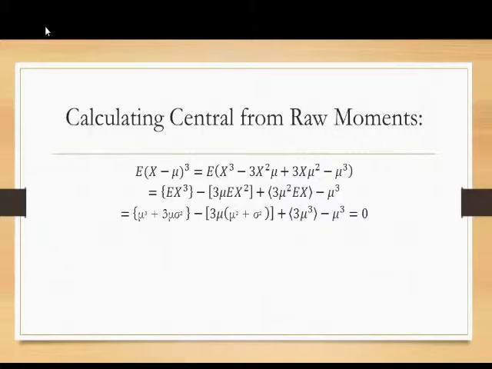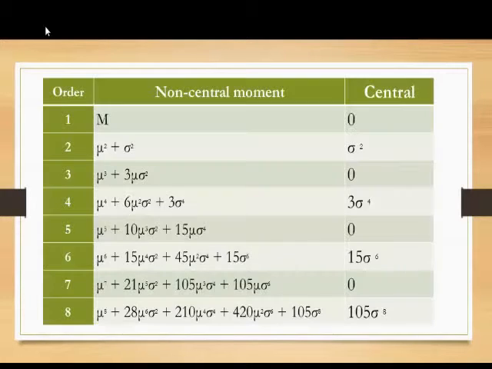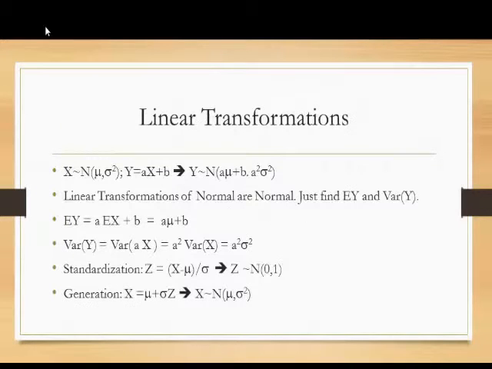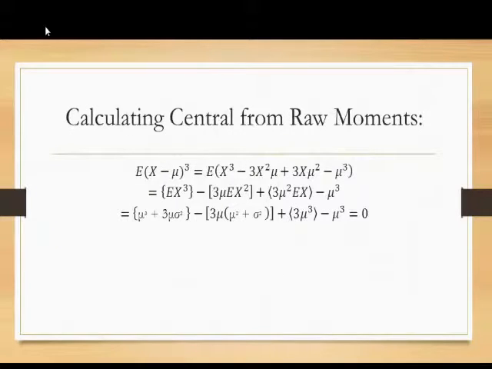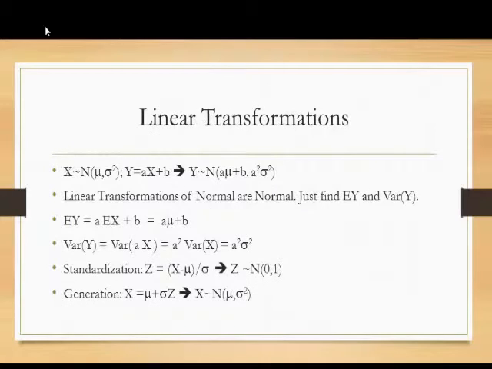So after you look at all of these terms and you arrange them, you find that everything cancels and you get 0, which is not surprising because all the odd central moments of x are 0. And we can also confirm that from the table. If I look at the third moment and I set mu equal to 0, I will just get 0. And the same is true for all the odd moments. So that's how you calculate the moments.